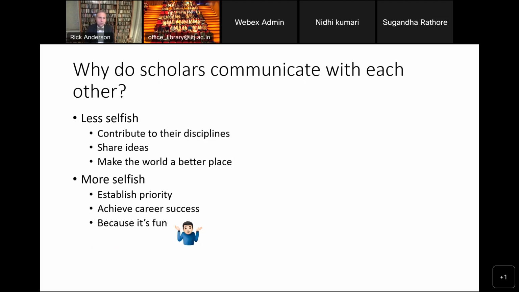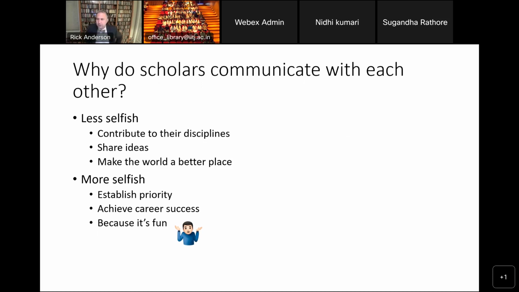So let's talk for just a minute about why scholars communicate with each other. And here there's a spectrum of reasons, right? At one end of the spectrum are the more selfish reasons, and at the other end are the less selfish reasons. On the less selfish end of the spectrum, scholars communicate with each other because they want to contribute new knowledge to their disciplines. If a biologist becomes a biologist because she loves biology and she wants the discipline of biology to keep growing and expanding and deepening, and she wants to contribute to that, that's a very real motivation for scholars.